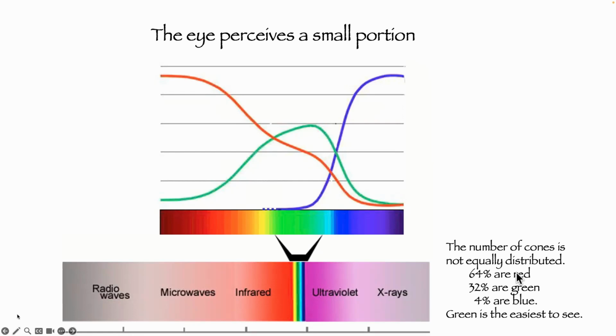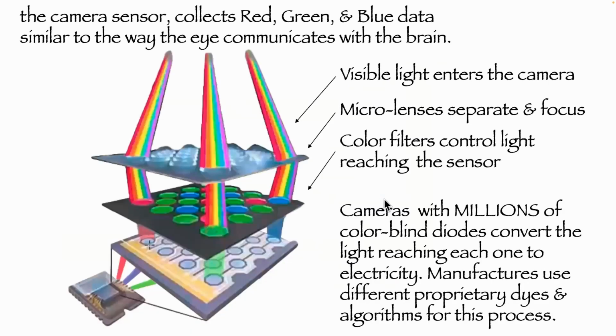The numbers are not distributed evenly. We have ones that register red, 64% of the, I think it's 8 million that we have, are red, 32% are green, and 4% is blue. Green is the easiest for us to see because it registers on more cones than any of the others, which is why we tend to see those better. Okay? So that's the biological part of our eye.